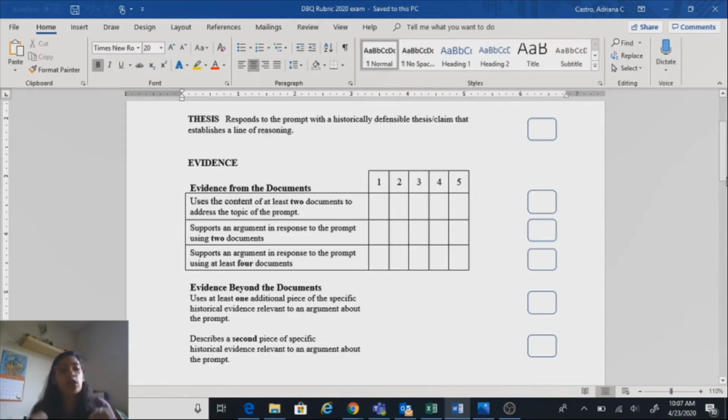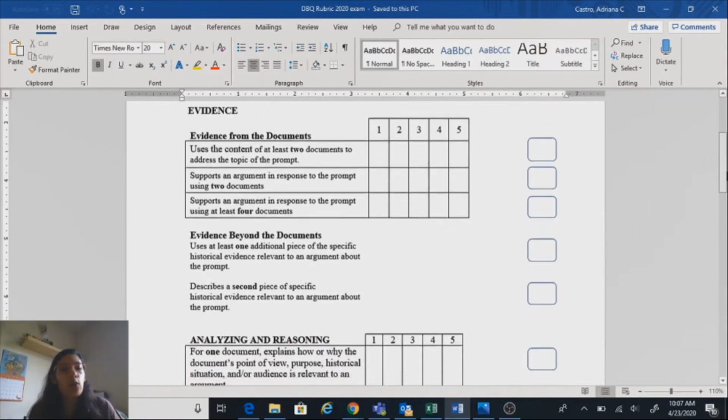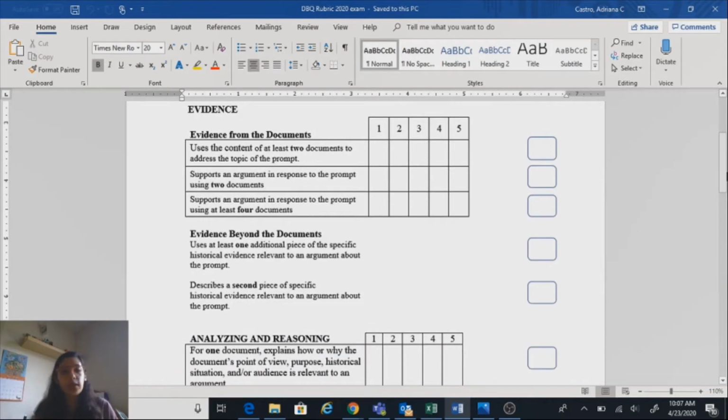Then we go to evidence beyond the documents. So you have to use at least 1 piece of specific evidence that is relevant to your argument that is not mentioned in any of the documents. If you do that twice, you can get up to 2 points in that. So that'll be something to do. Make sure it's a specific piece of evidence.